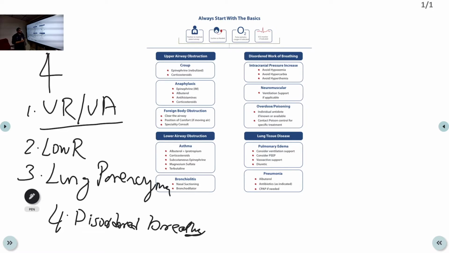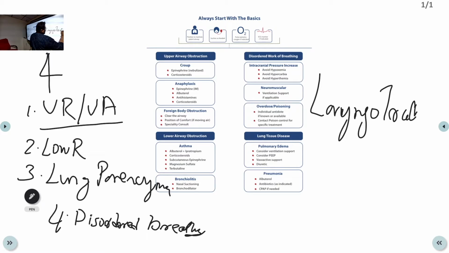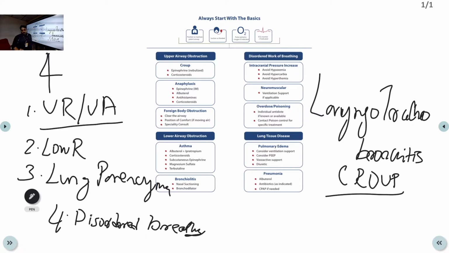For upper airway obstruction, you have to remember the three most common things. One is something called croup, C-R-O-U-P. It is otherwise called laryngotracheobronchitis. Laryngotracheobronchitis is otherwise called croup. This is one of the most common.